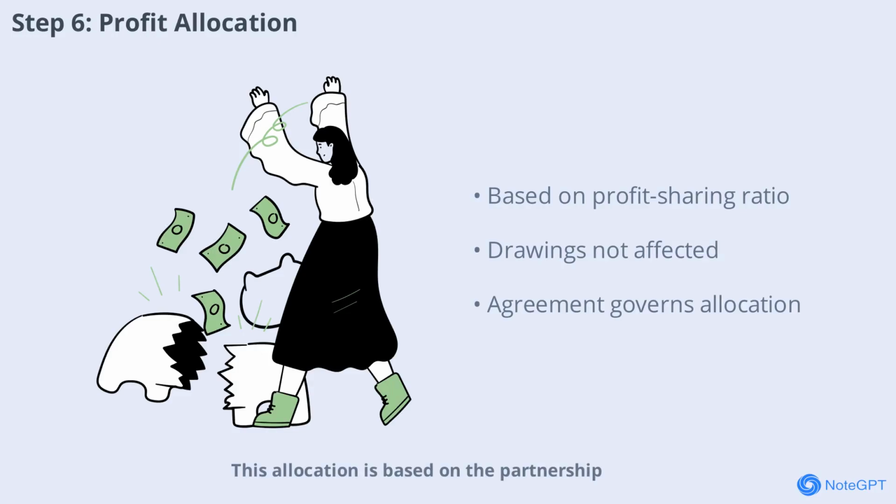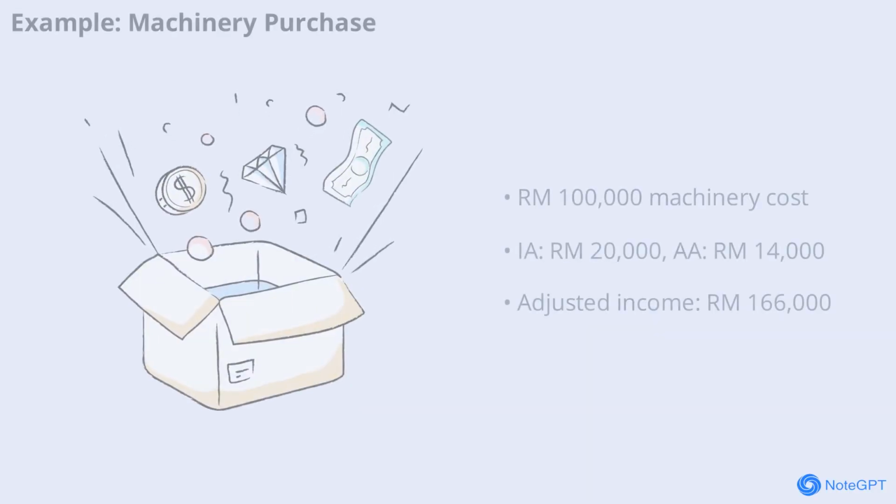This allocation is based on the partnership agreement and is done after deducting capital allowances. It's important to note that drawings by partners do not affect this calculation, only the profit allocation is impacted. Let's look at a practical example.